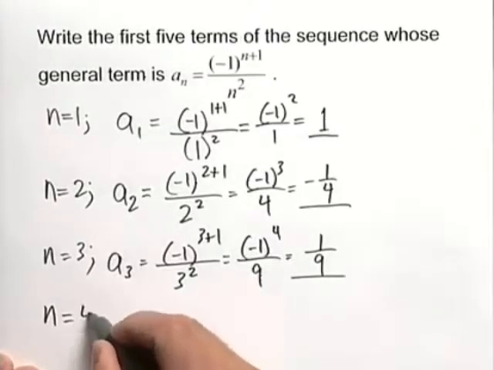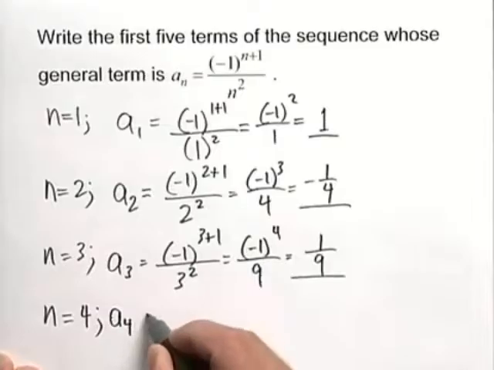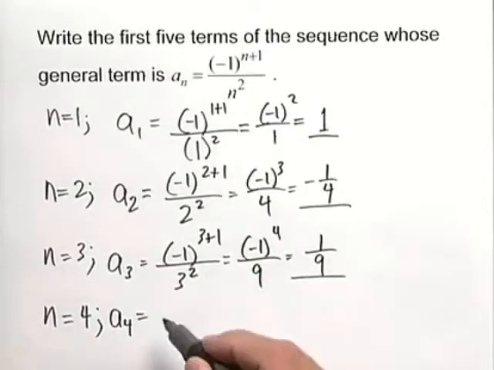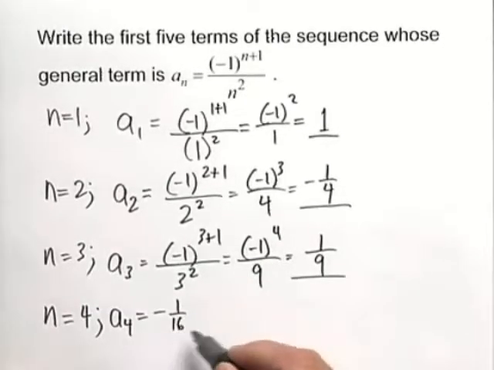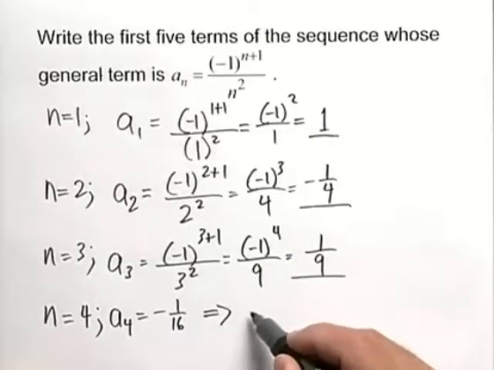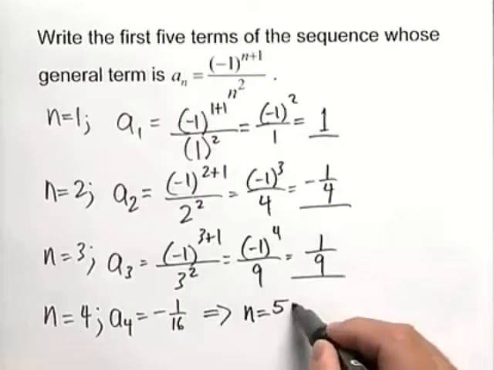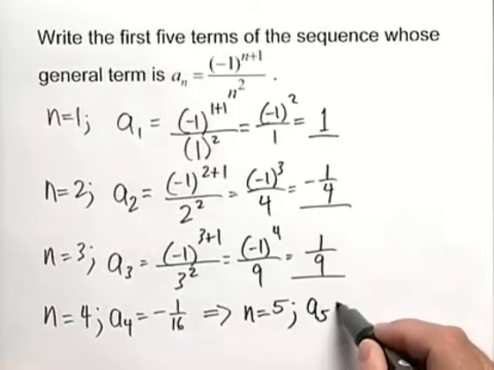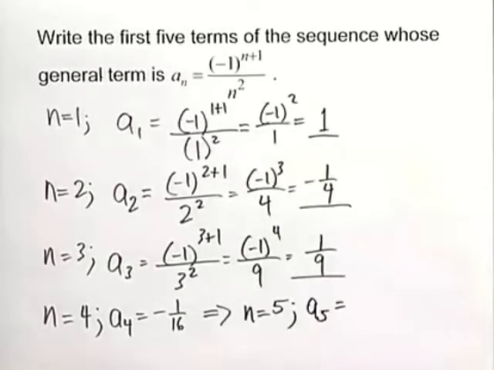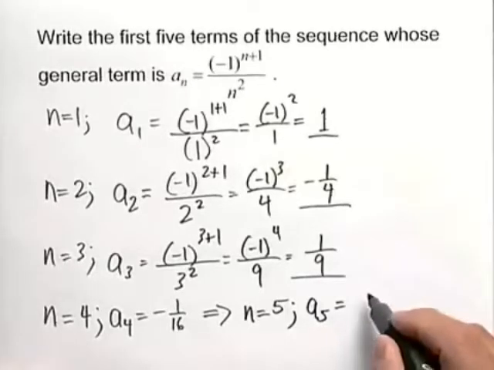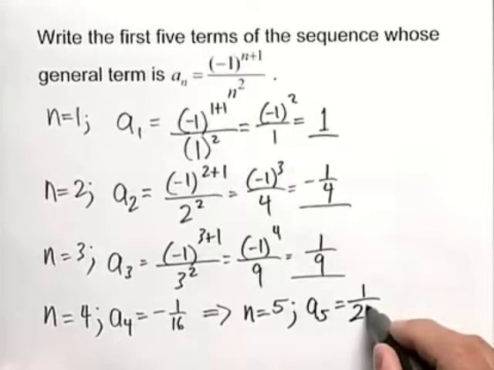So we could do a similar thing for n equals 4. That represents again our fourth term. And a sub 4 comes out to be a -1/16. Again, continuing our alternating pattern. And then our fifth term, represented by n equals 5, could be written as a sub 5. Again, plugging 5 in wherever we have an n in our formula. And that will give us a positive 1/25.